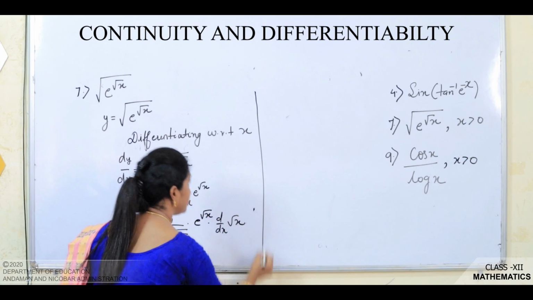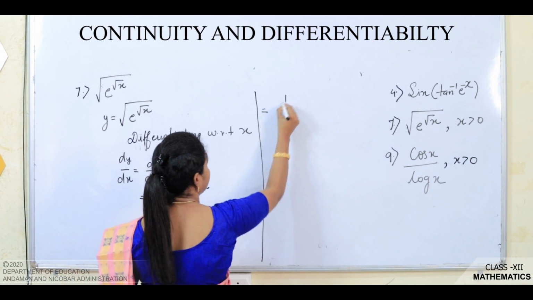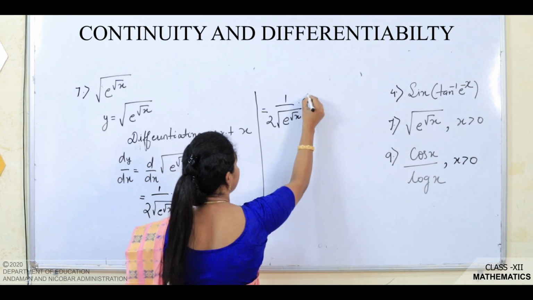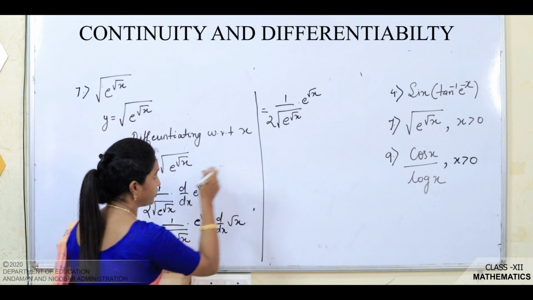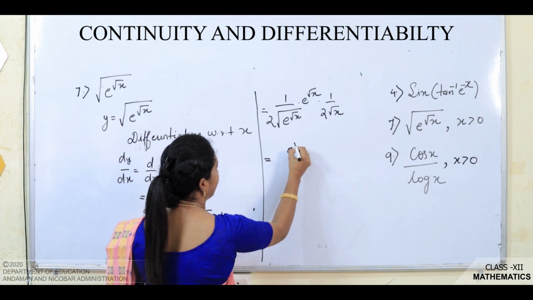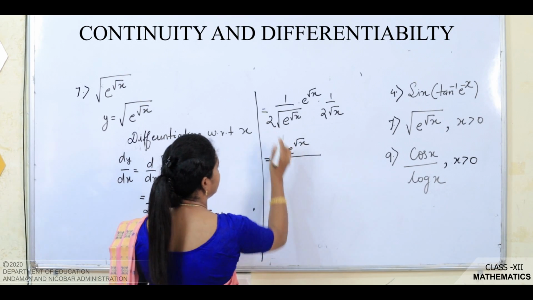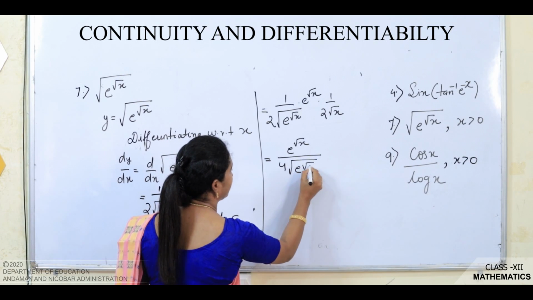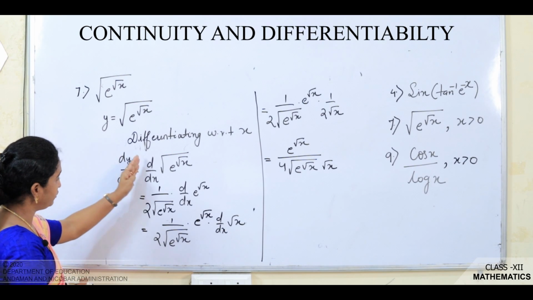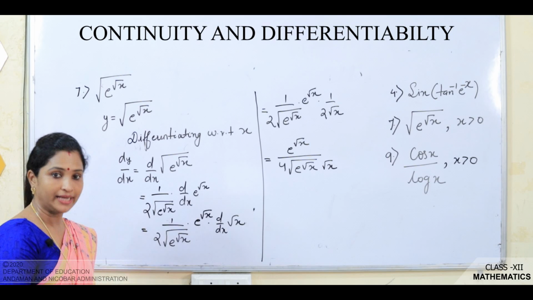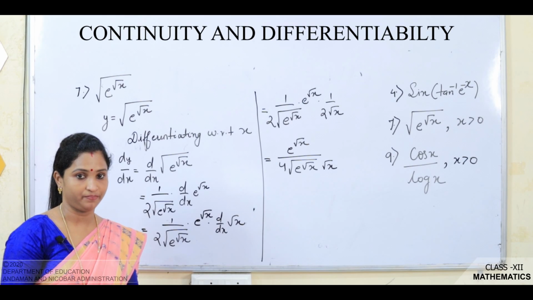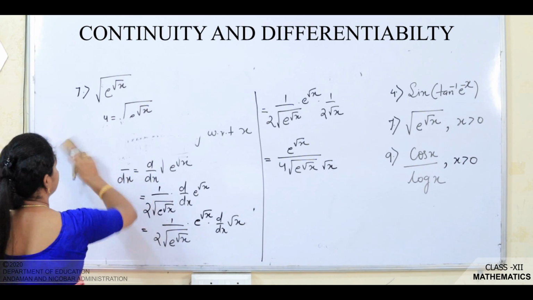Now, 1 by 2 root e power root x into e power root x. d by dx of root x is what? 1 by 2 root x. So finally you got the answer as e power root x by 4 root over e power root x. Clear? I think this question is clear. You have to simply remember, when you differentiate, you have to apply the formula as well as chain rule. तो दोनों ही आपको एकदम क्लियर होना बहुत ज़रूरी है, ठीक है? Now we'll move on to the next question, that is 9th one.